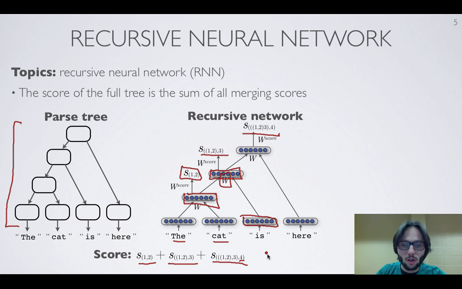Okay. So now the question is, for a given neural net that performs these merges, so this neural network with the W's and the W score and the biases as well, these are the parameters of the recursive neural network. It corresponds to the recursive neural network, really. And so for a particular recursive neural network, what is the tree that has the highest score? How do we find this particular tree?